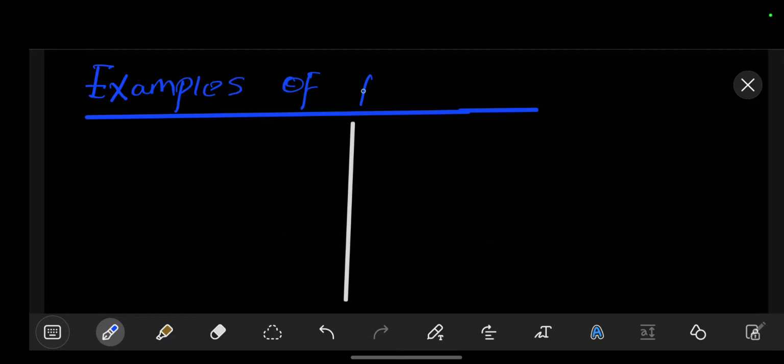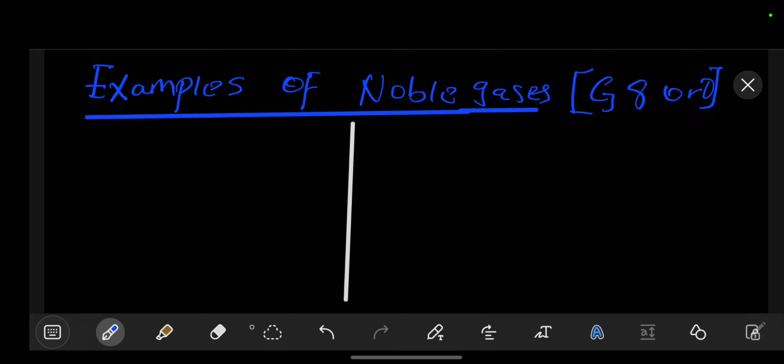Now let's examine examples of noble gases. All right, first thing you have to understand is that noble gases are found on group 8 on the periodic table. You can call them group 8 or group 0. Please know that for a fact.